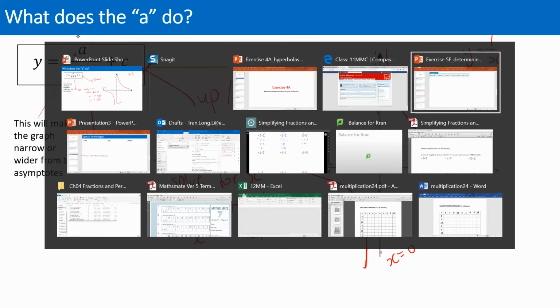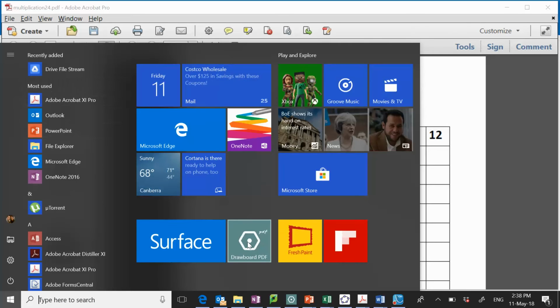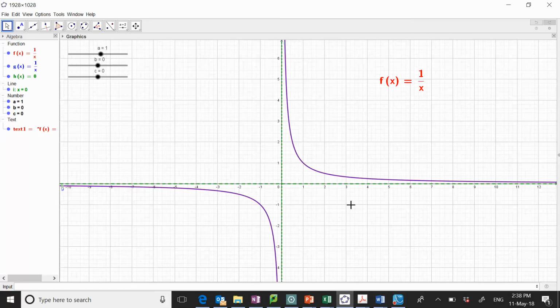I'm going to go to GeoGebra now, and you can have a look. Here we go. This is your graph, this is your 1 on x. True? That's what you're used to seeing. I'm going to change A, which is the value of 1. So watch me change that A value, and I want you to see what happens to this graph, whether it gets stretched out or it gets thinner. Watch me as I change the value of A over here.